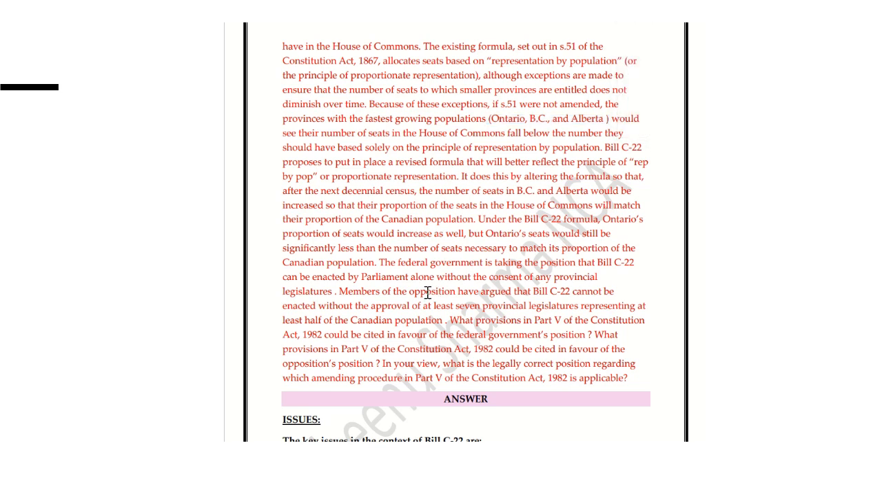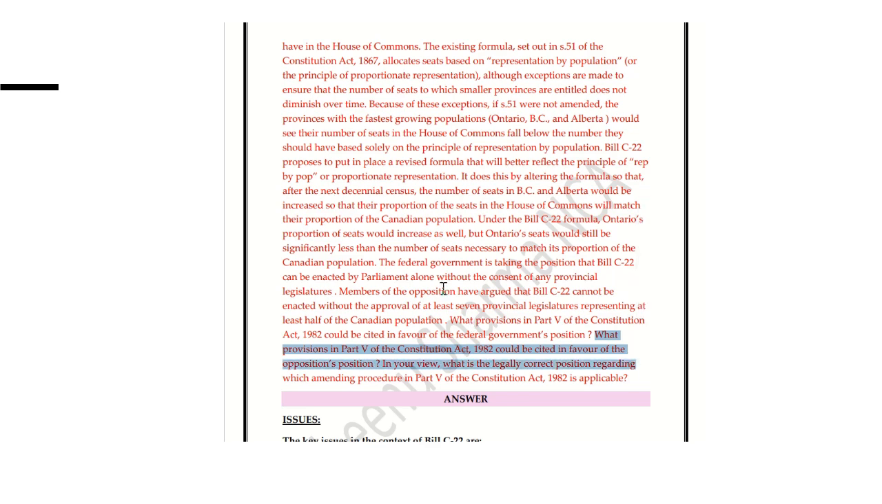So now the concern is that the federal government is taking the position that Bill C-22 can be enacted by Parliament alone, without the consent of any provincial legislature. Now, when provinces are involved, how can the federal government make a decision on their own? Second, a number of members of the opposition have argued that Bill C-22 cannot be enacted without the approval of at least 7 provincial legislatures. So here the 7/50 formula, that is the general amending procedure, comes into question. What provisions in Part 5 of the Constitution could be cited? This is the issue that the examiner has asked.